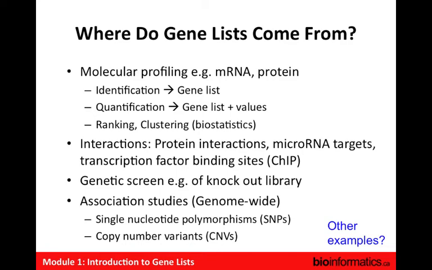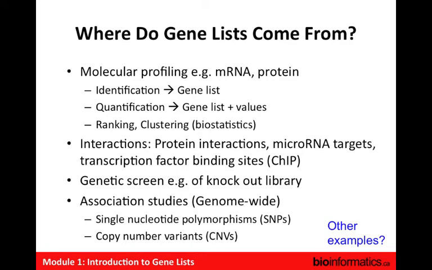Protein-protein interaction or ChIP, transcription factor binding sites, somebody mentioned that earlier, also generate lists of genes. Genetic screens is another common thing that we see. People are doing an RNAi screen, for instance, with a phenotype that's output, and you get a list of genes that are affected by RNAi when looking at that phenotype.